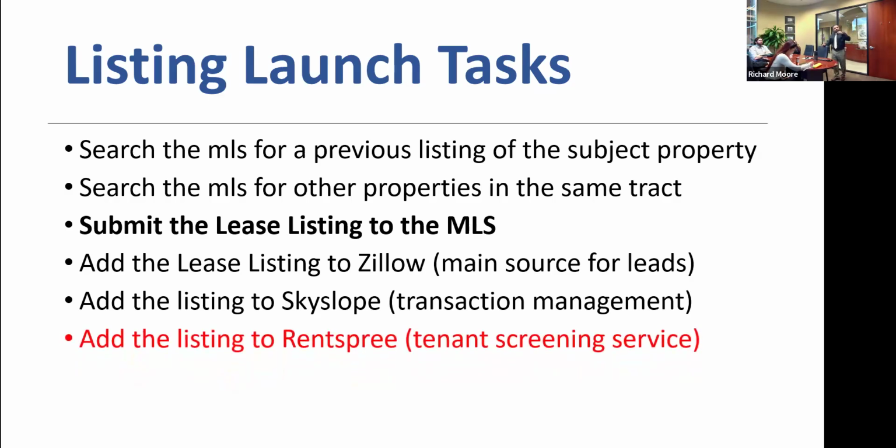Add a listing to Rentspree. Rentspree is a third-party tenant screening service used by realtors, tenants, landlords. And I'll show you guys what this looks like at the end as well. But this website allows you as a realtor to email a link for an application and credit report to a potential tenant. The tenant then fills out the application, they pay $40 for their credit report to be run. And then once they complete that, it notifies you as the agent saying, hey, this person's application and credit report is complete, it's ready for you to download.